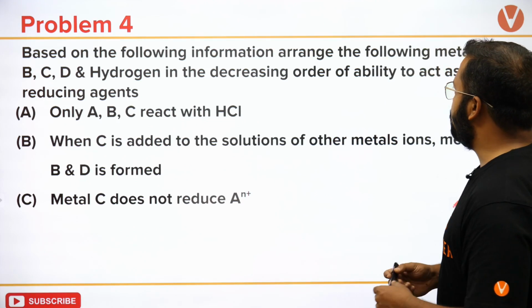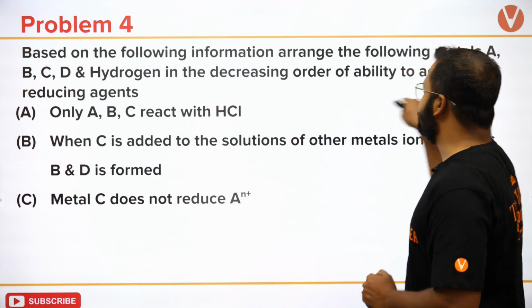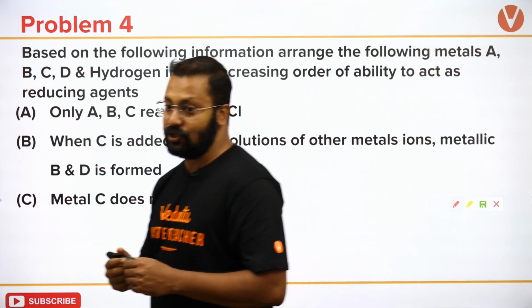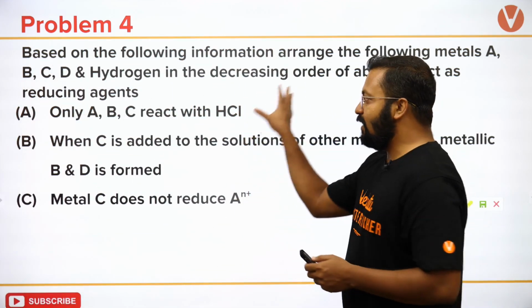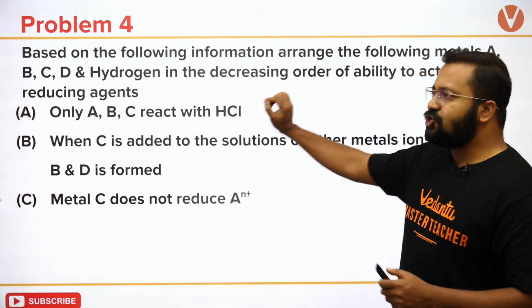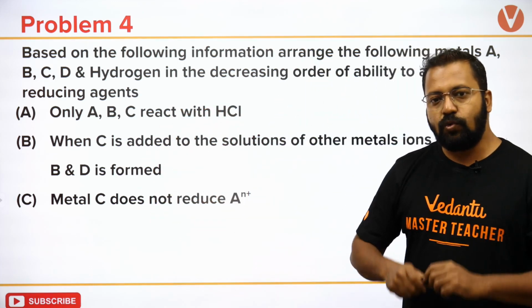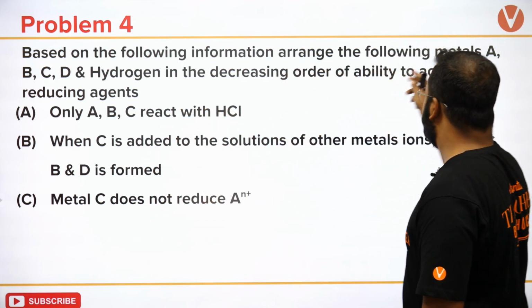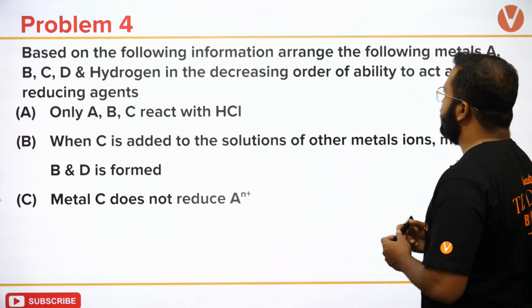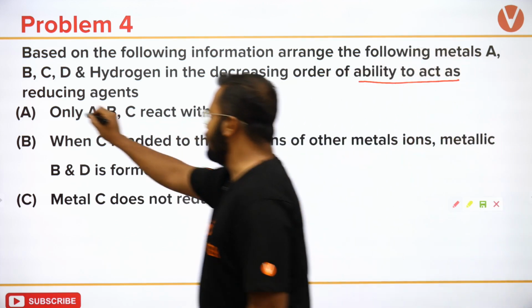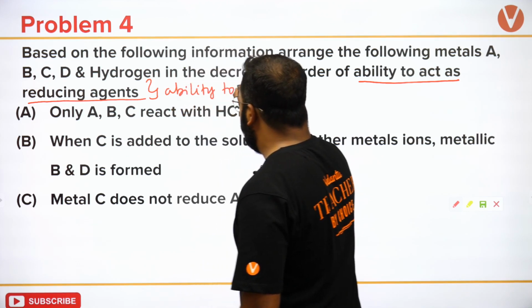Based on the following information, arrange the following metals A, B, C, D and hydrogen in the decreasing order of ability to act as reducing agents. I have not given you any potential values. I have just given you 3 statements. Using these 3 statements, how can I arrange them in decreasing order of acting as reducing agents? The first thing I need to answer is that ability to act as a reducing agent means ability to undergo oxidation.